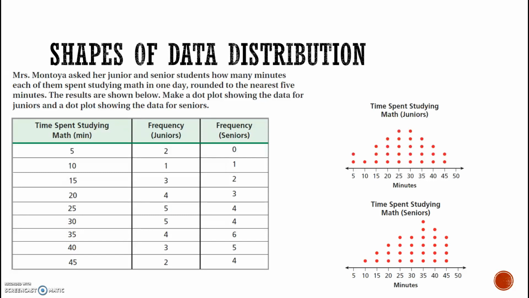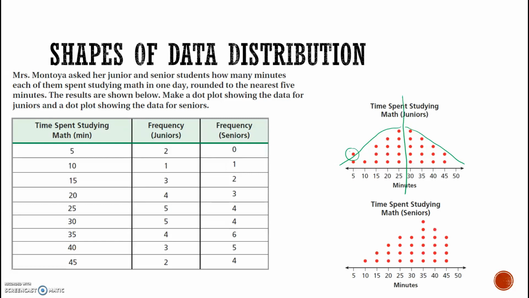For the students that were juniors, I'm going to draw a vertical line down the center, and it basically looks symmetrical. I know we've got this one little guy sticking out, but for the most part, this data would be symmetrical. So we could say that the distribution for the juniors' dot plot is symmetric.